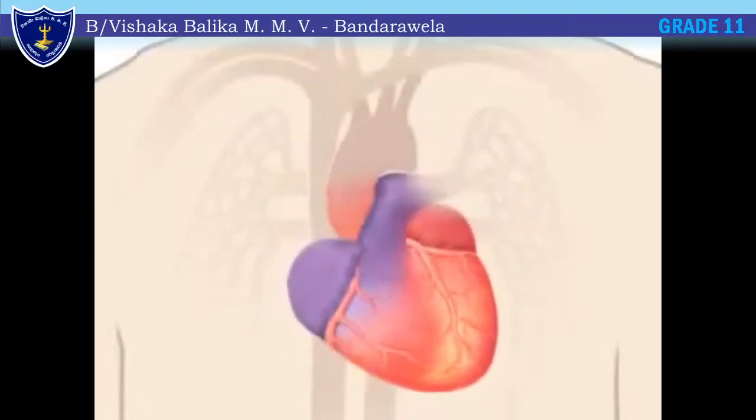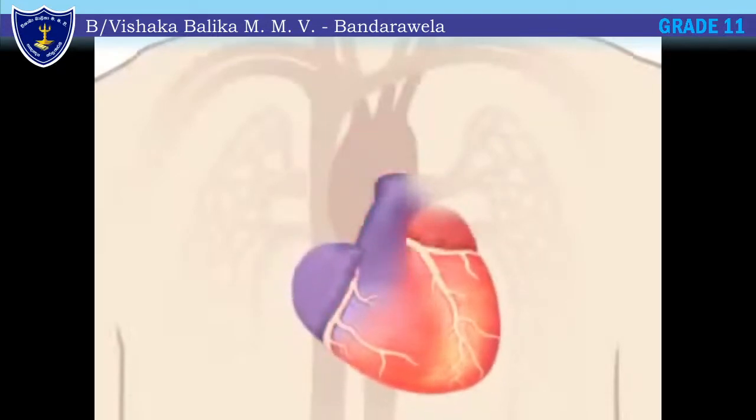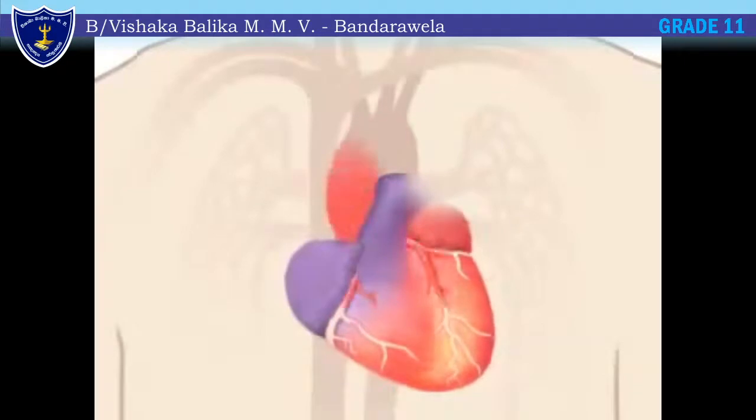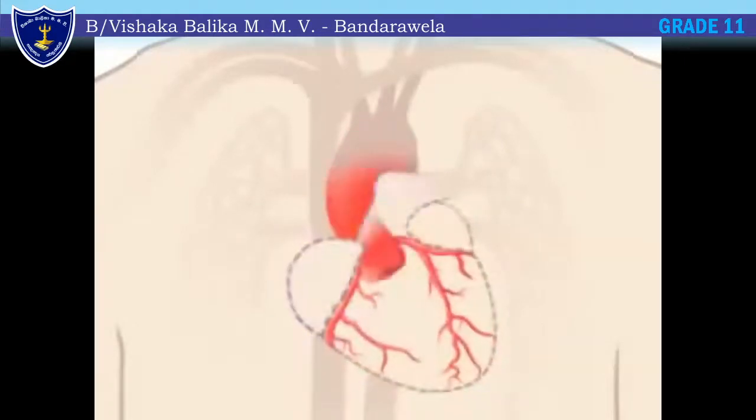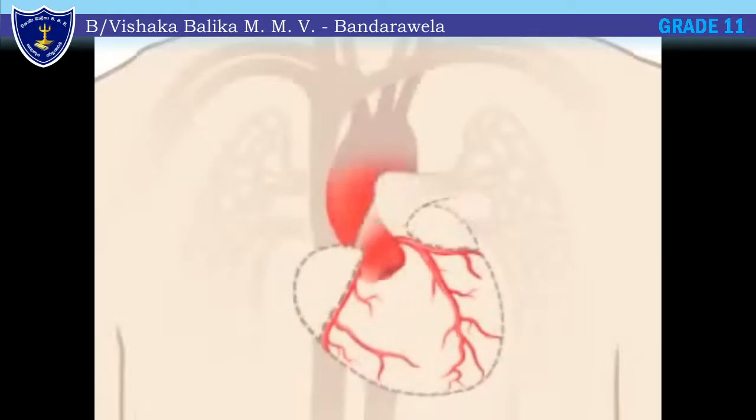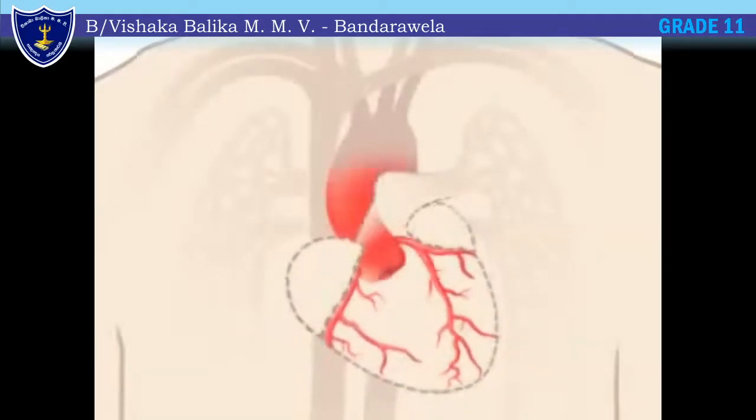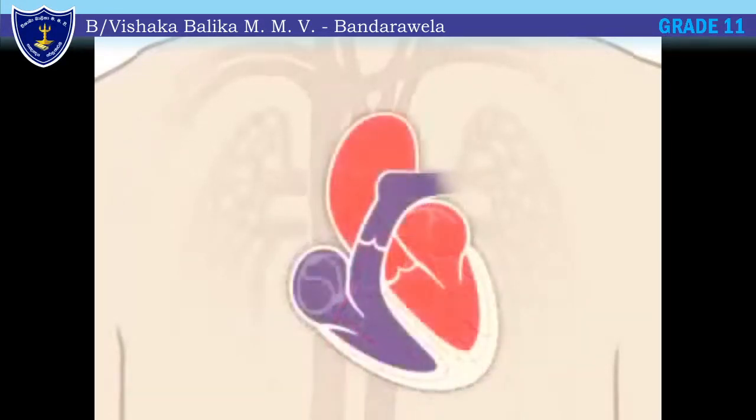And the heart is nourished by blood, and the blood is supplied to the heart through the coronary artery. I think we learnt that one also in the last Zoom lesson. This is the coronary artery, the artery that you are seeing here.